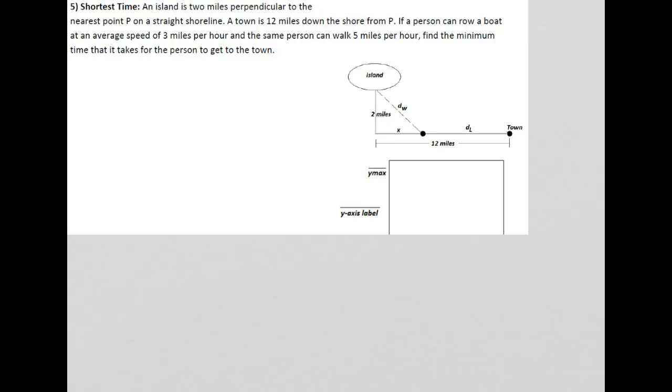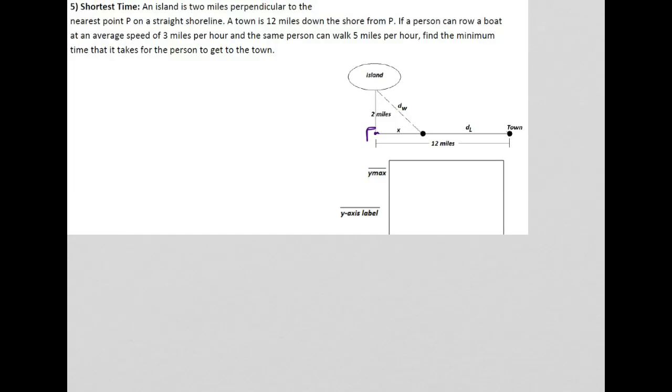Alright, so problem number 5. We have an island which is 2 miles out into the water at a perpendicular distance from the shore to a point P. So that's point P right there. And then 12 miles down the straight coast, we have a town.